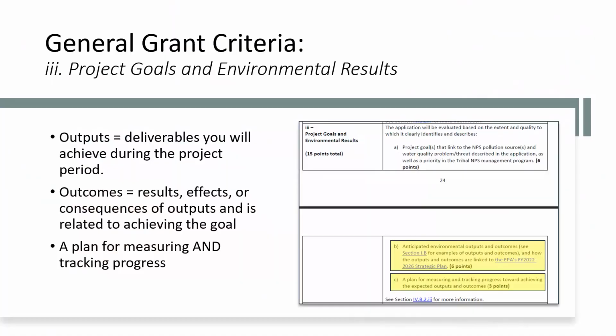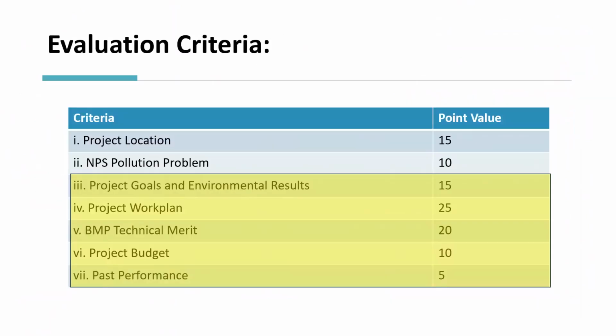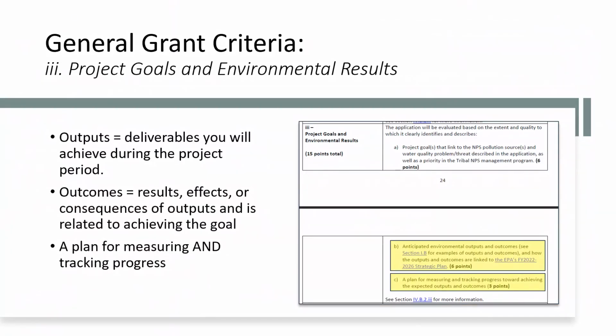So criteria 3, this is project goals and environmental results. This is the criteria where the reviewers are evaluating the goals of your project. Is this project work linked to the pollution problems that you've addressed and described in some of the previous criteria? Because the first criteria are project location and pollution problems. So those are the sections that everybody always has a great handle on. You know what's going on, you know where you want to put a project. And so as you go forward, then you need to connect it all together. So think about what the goal is and how it's going to address those problems that you identified.